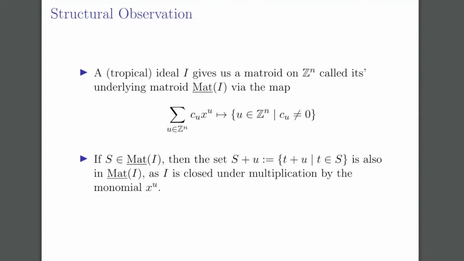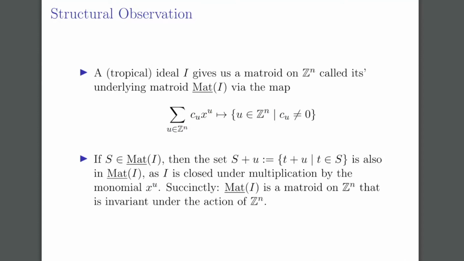So if I'm recording my exponents and I can translate my polynomial, which translates the exponents of my polynomial, then the support is being translated. So if you give me an element S of my underlying matroid, then the set S plus u, which is the elements t plus u such that t is in S, is going to be in my underlying matroid for every u in Z^n. So in a very succinct way, the underlying matroid of I is a matroid on Z^n that's also invariant under the action of Z^n. So these have a very nice structure. They're being acted on by the object that they're sitting in.